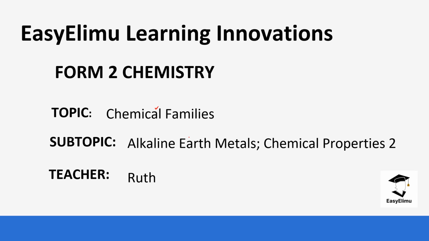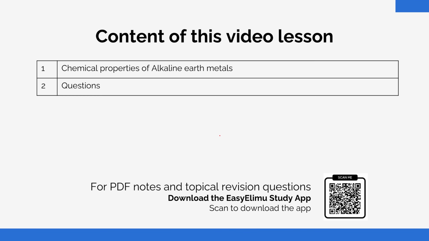We're going to be looking at the alkaline earth metals and their chemical properties. This is a continuation of what we have been discussing in the previous lesson. We discussed some of the properties of alkaline earth metals, like reacting alkaline earth metals with air and water, both cold water and also steam. For today's session, we're going to continue with these properties and then later on look at some of the uses and then do a few questions.